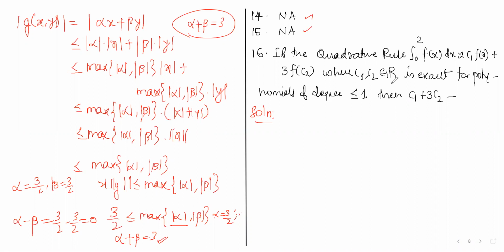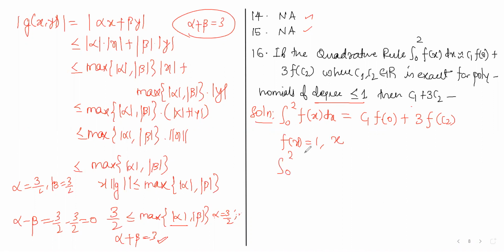So if the quadrature rule, integral from 0 to 2 of f of x dx, is exact for c1 f of 0 plus 3 times f of c2. All right. So we need to find out what will be my c1 plus 3c2. So it says that it is exact for polynomials of degree less than or equal to 1. So in that case, I can have the polynomial f of x to be 1 or x. So let us substitute here.